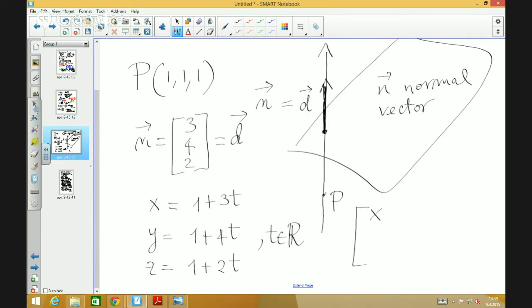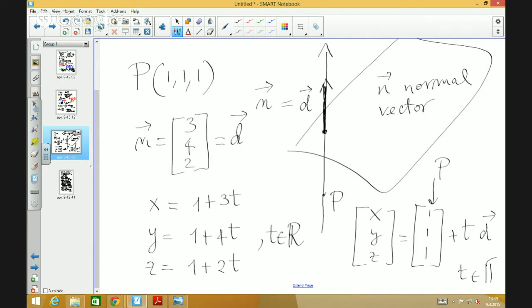Okay, in vector notation, this is what I wrote. That's the point P through which I want my line to go, plus t times the direction vector. And again, t can be an arbitrary real number.